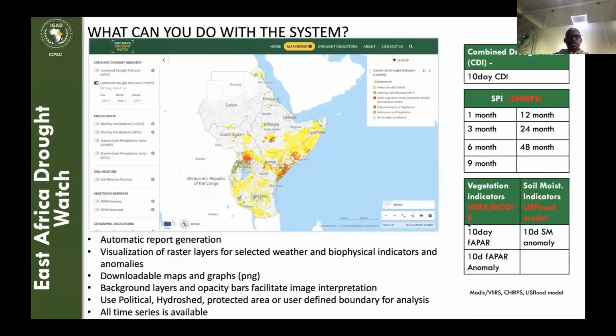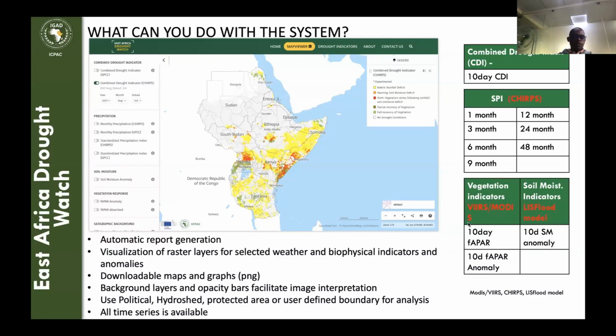Then for the system, what can you do with the East Africa Drought Watch? One is you can automatically get a report that you can also attach in your reports or as a PDF and share with friends. Also, you can get visualizations of all these indicators that I mentioned, the combined drought indicator, but also associated indicators, that is anomalies in precipitation, anomalies in soil moisture, and anomalies in vegetation condition, and other supportive and background datasets. You can visualize all those on the map.